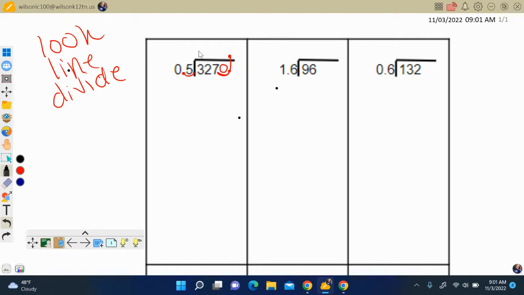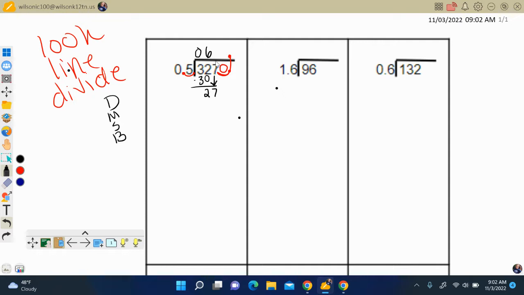5 cannot go into 3, so I'm going to put a 0. 5 can go into 32 6 times because 5 times 6 is 30. 2 minus 0 is 2. Bring down the 7. Remember, we're using does McDonald's sell burgers? We just brought it down.